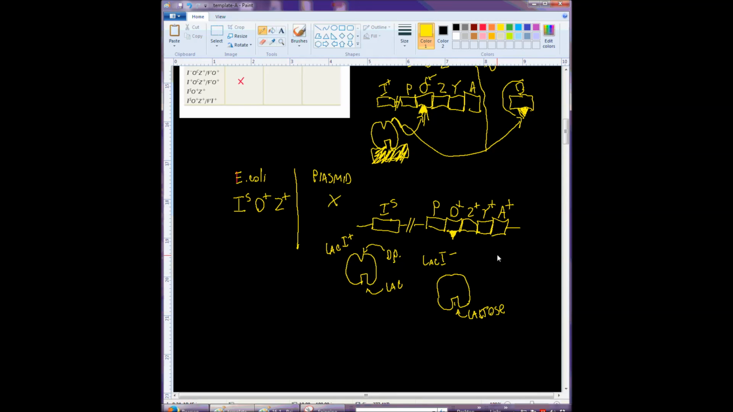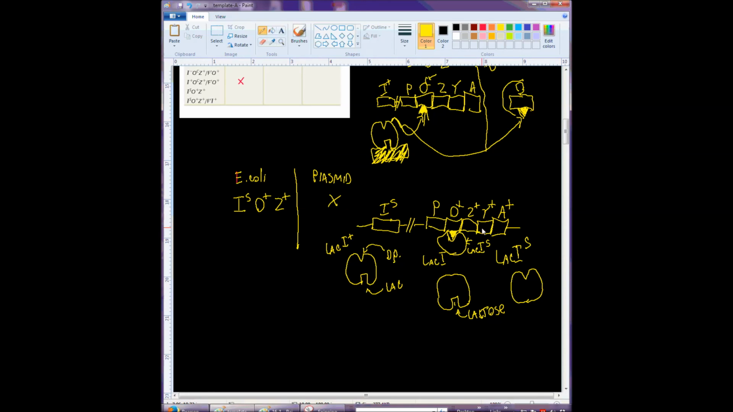Okay, now we have lac I^S. And lac I^S is for a super repressor. S is for super repressor. Now that means the lactose binding site is broken, but the operator binding site is intact. So it's always going to be bound. This is always going to be bound to the operator. Even when lactose is around, lac I^S is always bound there.